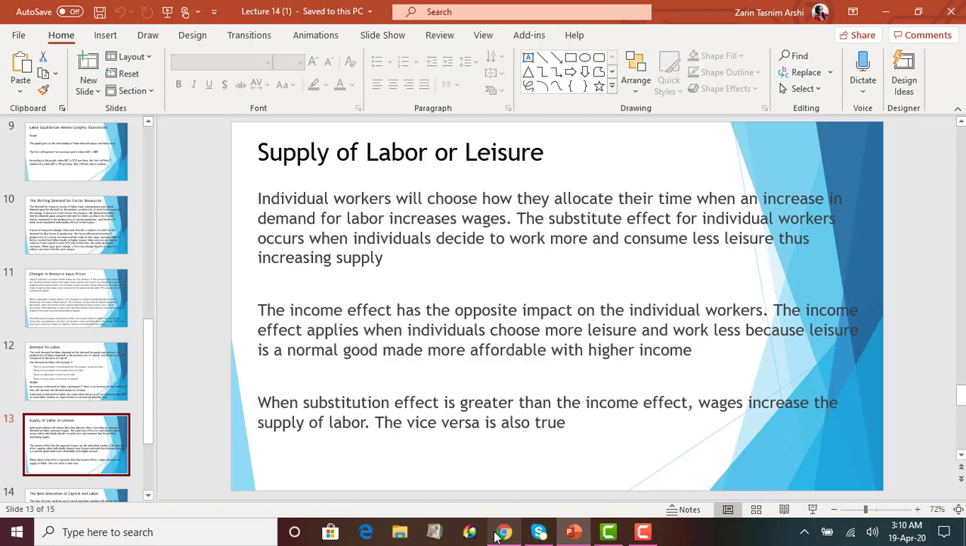It's just like a normal demand and supply curve, the demand curve being downward sloping, the supply curve being upward sloping, intersecting, and the intersecting point is basically the equilibrium.